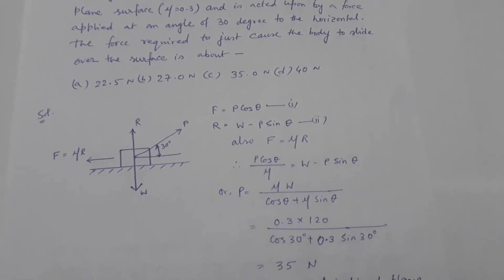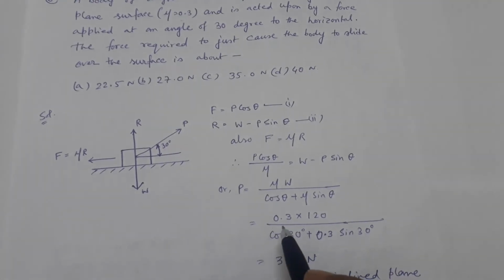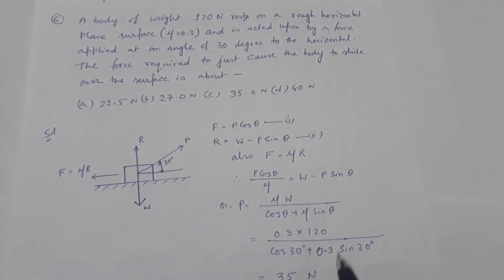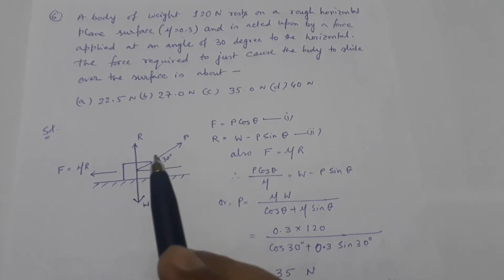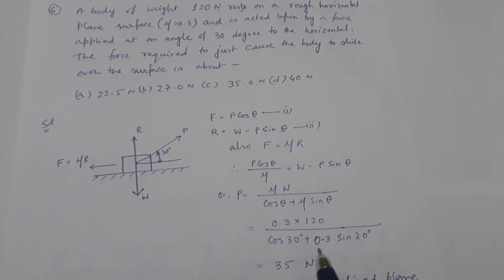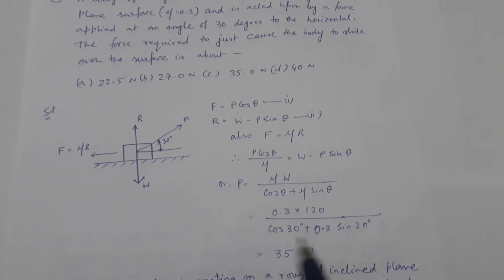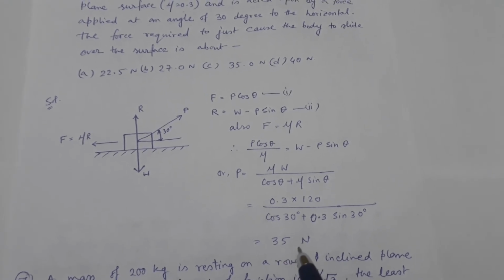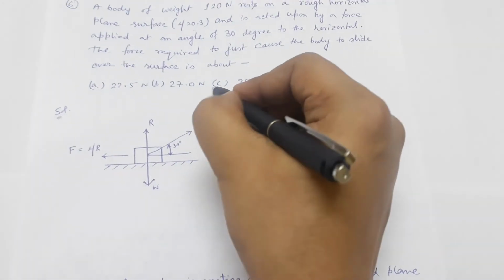What is the value of mu? The value of mu is 0.3 here. So 0.3 into W, where W is the weight of the body, 120 Newton, divided by cos 30 degrees plus 0.3 into sin 30 degrees. After calculating this equation, 35 Newton will be obtained. So the answer should be 35 Newton, that is option C.